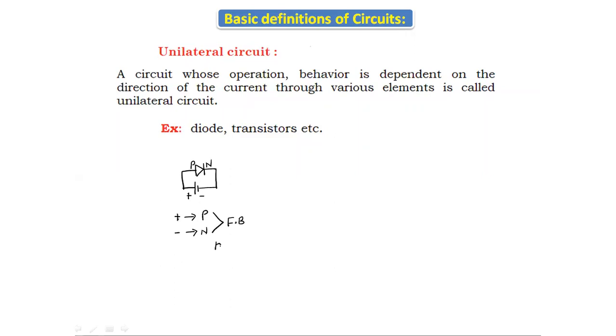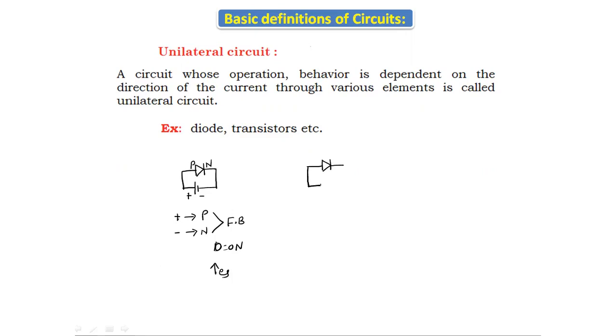In forward bias, the diode is in the on condition. That's why the current starts flowing, and the current starts increasing. Now we will interchange the terminals. If we interchange the terminals, what will happen? We'll see.